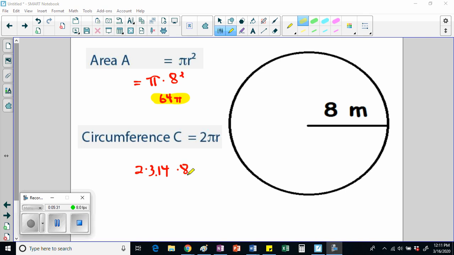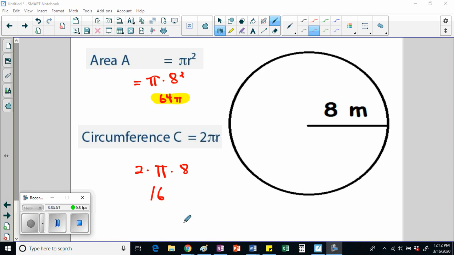We can do the same thing with circumference. Instead of multiplying by 3.14, I'm going to replace it with the pi symbol. And we're multiplying 2 times pi times 8. But we're not going to actually multiply by pi. We'll just do 2 times 8 and say we should multiply that by pi.